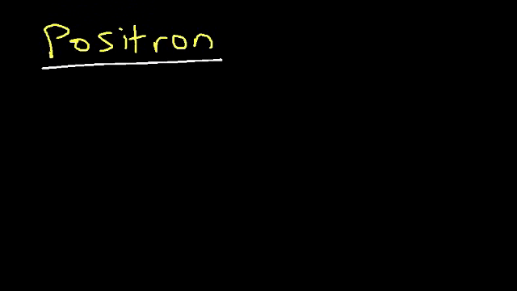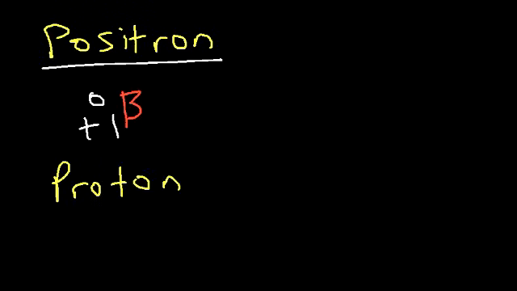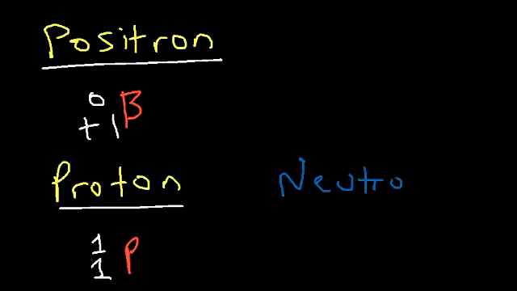Next in line, we have the positron particle, which is the antiparticle of an electron. So it has the beta symbol, but instead of having a negative charge, it has a +1 charge. So that's the positron. And then after that, you have the proton, which is much more massive than an electron. The proton has a mass of 1 and a charge of 1. And then you have the neutron. The neutron is neutral. It has a mass of 1 but a charge of 0.